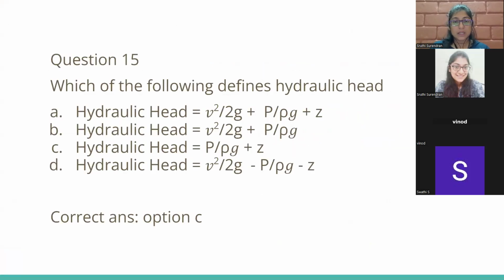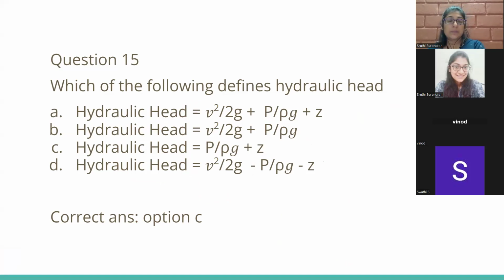So here the correct answer would be option C. Hydraulic head is equal to P by rho g plus Z. What you have to remember is this is valid for groundwater flow. It is not something that we talk about when we are calculating the energy of surface water flow. And why? Because in groundwater flow, the velocity is going to be very negligible. So it doesn't make sense to take into consideration the velocity.